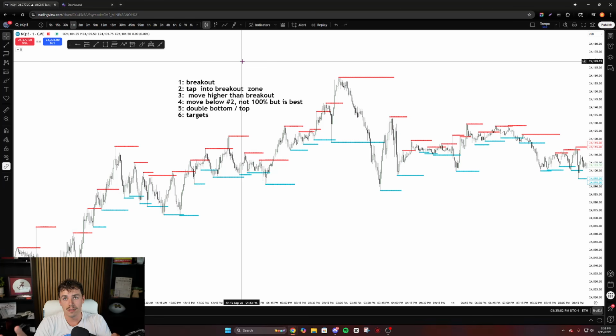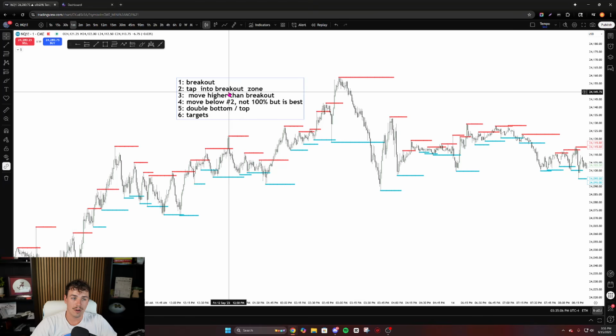Obviously, some time frames you're going to have probably a higher win rate with. But overall, again, breakout, tap into that breakout zone, move higher than the initial breakout, which is at number 1, and then move down, ideally below number 2. A lot of times it doesn't happen. So draw out that fib, 0.618, and take it.